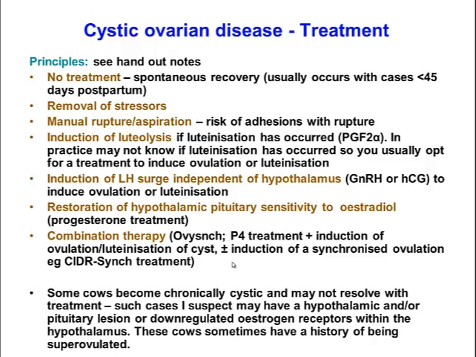In practice, you don't really know whether they're luteinized or not, so often we'll just treat them by inducing an LH surge and trying to luteinize them, whether they're luteinized or not. So we can induce an LH surge independent of the hypothalamus by injecting the cows with gonadotrophin releasing hormone or human chorionic gonadotrophin, which acts like LH. GnRH will stimulate an LH surge, and HCG will act like LH and stimulate ovulation or luteinization.